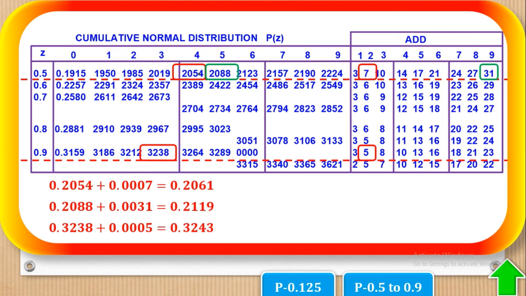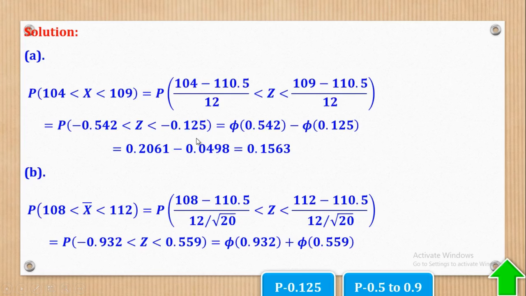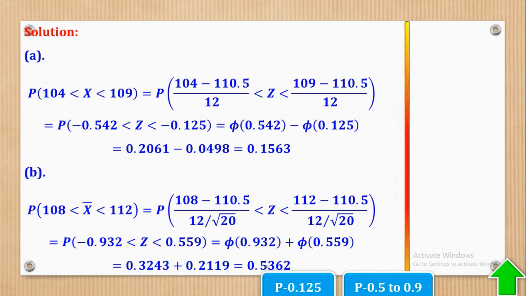Then the other one is 0.559. So 0.55 is there to 4 decimal places, and this is there to 4 decimal places. In the end, you come up with 0.2119. So when I substitute, this is that and this is that, so in the end I'll come up with 0.5362. So basically that's what they wanted.